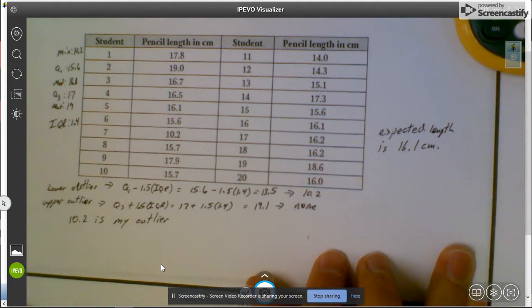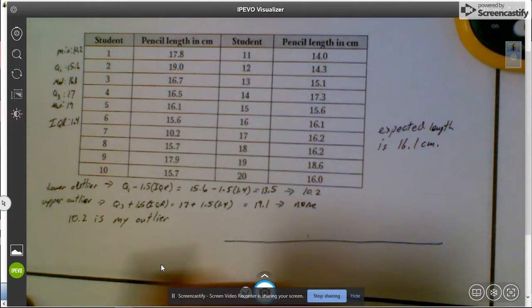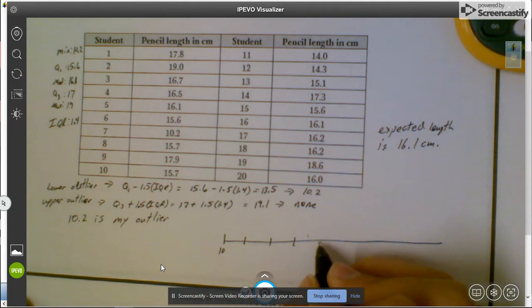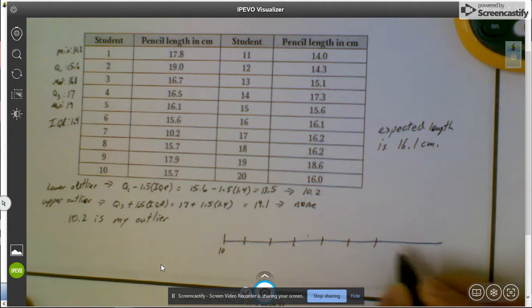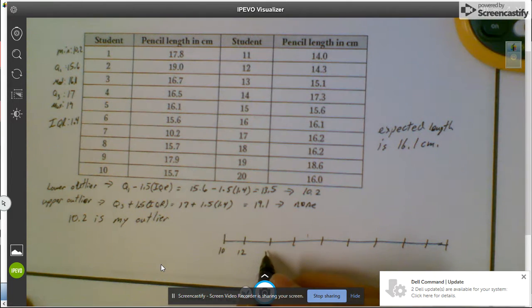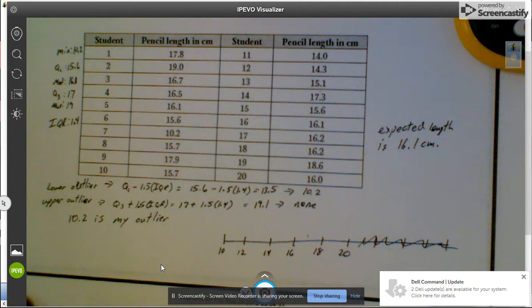Now, to measure spread, the easiest way is to draw yourself a number line and do your box and whisker plot. We already have all the information for it. So we're going to start at 10 and count by twos: 12, 14, 16, 18, 20, 22. I didn't need to go anywhere near this far, but that's okay. Probably should have renumbered it, but it'll be fine. That's a good reason why you should use pencil, not pen.